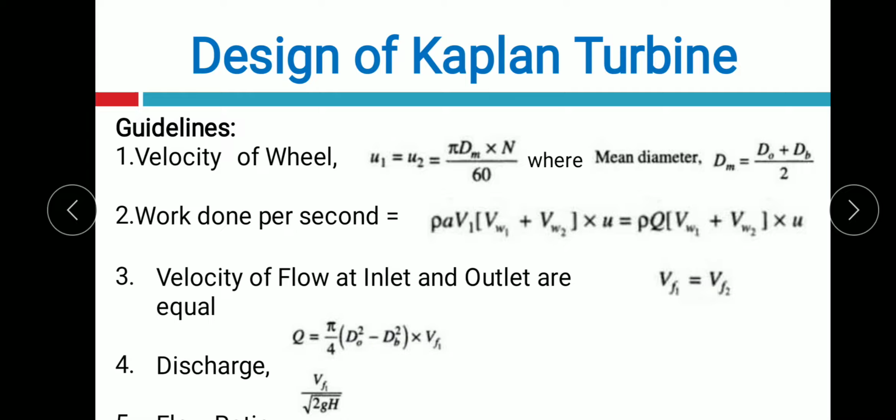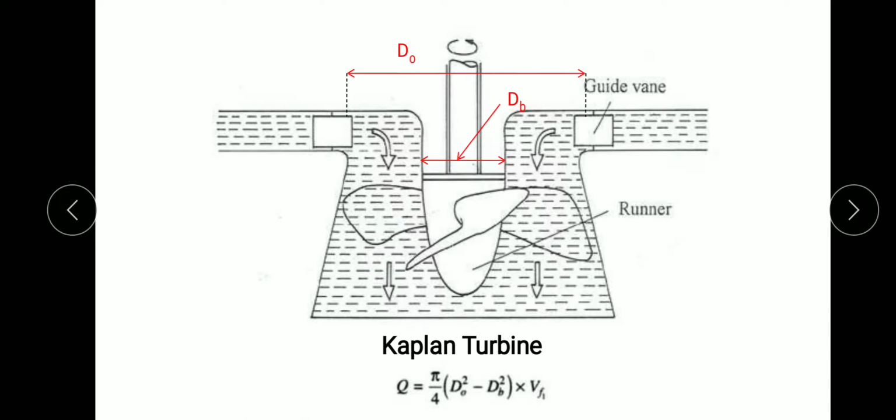Velocity of flow at inlet and outlet are equal, Vf1 is equal to Vf2. Discharge Q is equal to pi by 4 into (D naught square minus DB square) into Vf1. Flow ratio is equal to Vf1 by square root of 2gH. So this is the diagram for Kaplan turbine. Q is equal to pi by 4 (D naught square minus DB square) into Vf. This is a very important expression you have to remember.